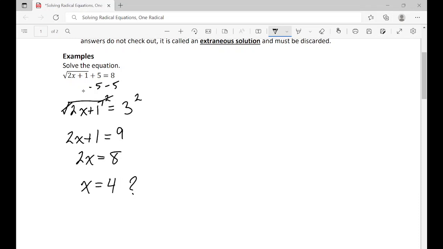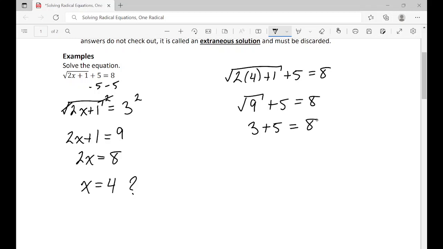We're going to take 4 and plug it back into the original, see if it's true. So, square root of 2 times 4 plus 1, plus 5 equals 8. So 2 times 4 is 8, plus 1 is 9. So square root of 9 plus 5 equals 8. Square root of 9 is 3, plus 5 equals 8. And 8 equals 8, which is true. So I can say that x equals 4 is a solution.